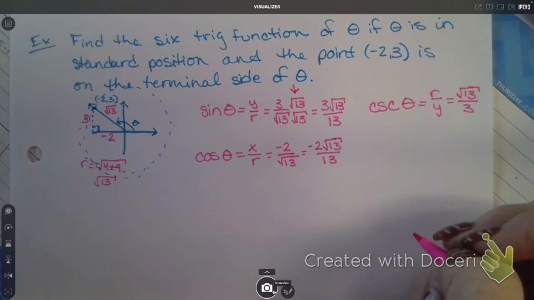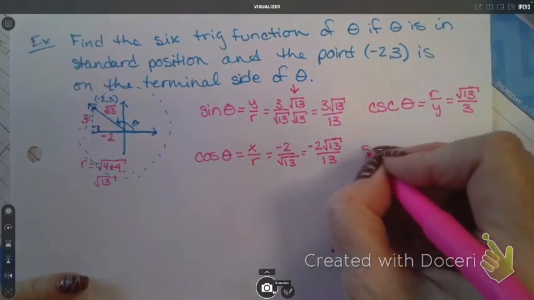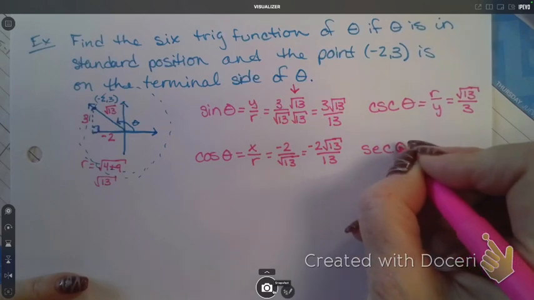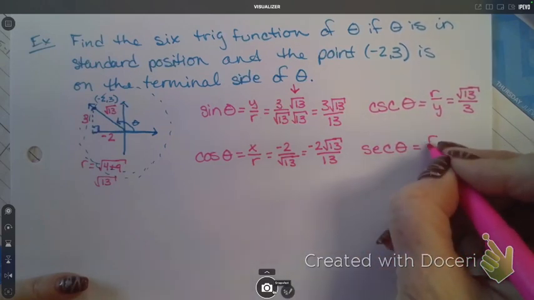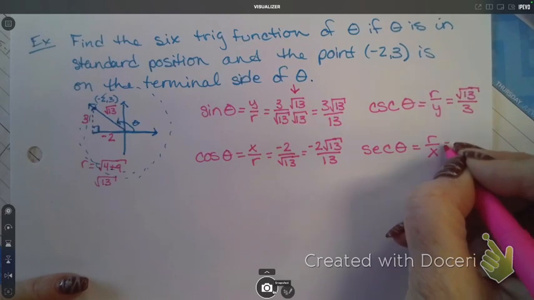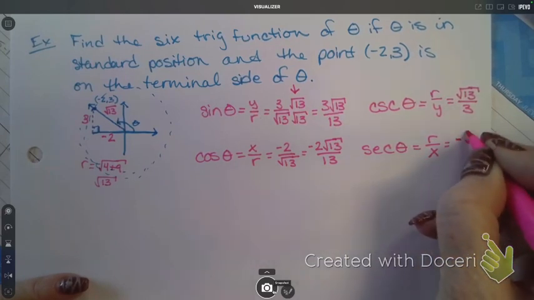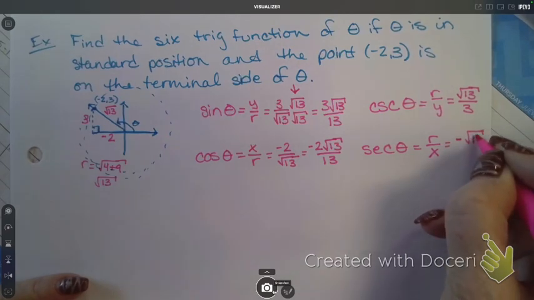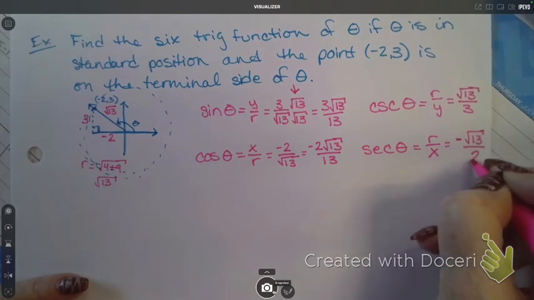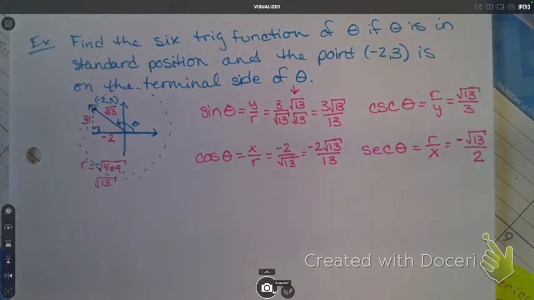So what would we logically do next? Secant. And secant of theta is R over X. So square root of 13 over -2. Yeah, and I'm going to write it negative square root of 13 over 2. No, you don't have to. Does it look funny to have a negative in the denominator? Okay, so then put it in the denominator. To me, it looks funny.